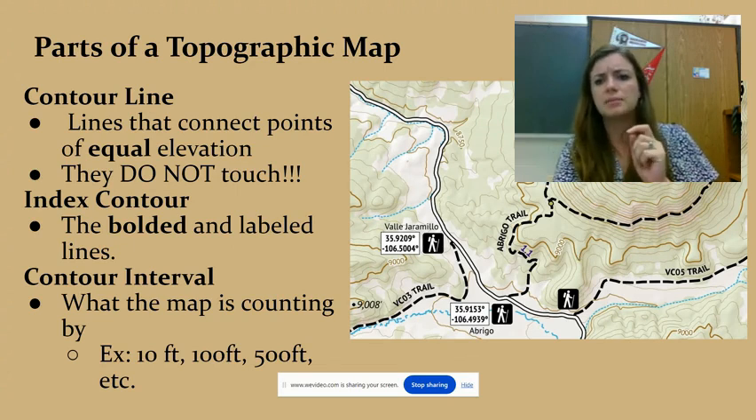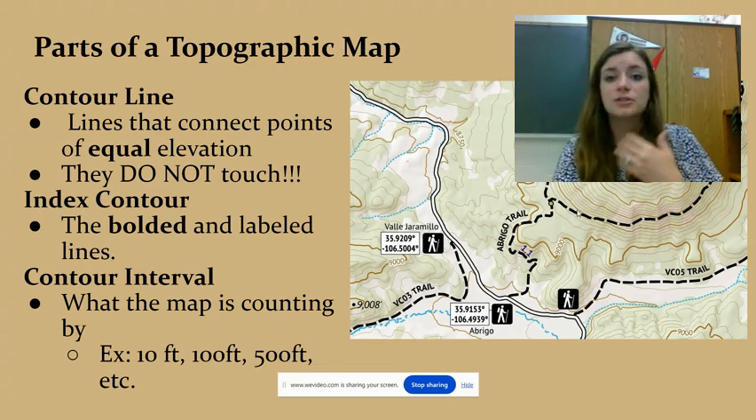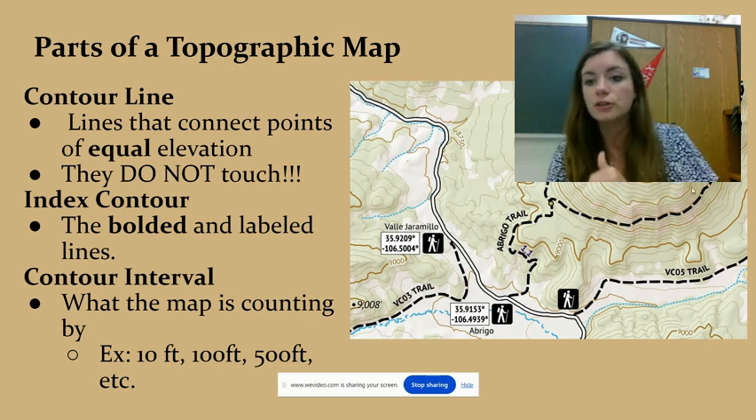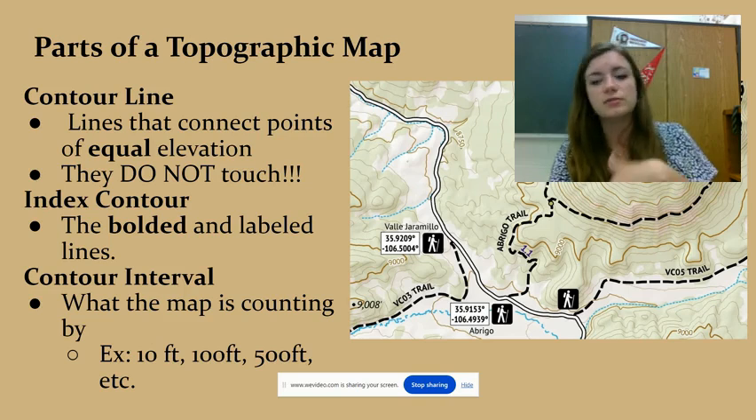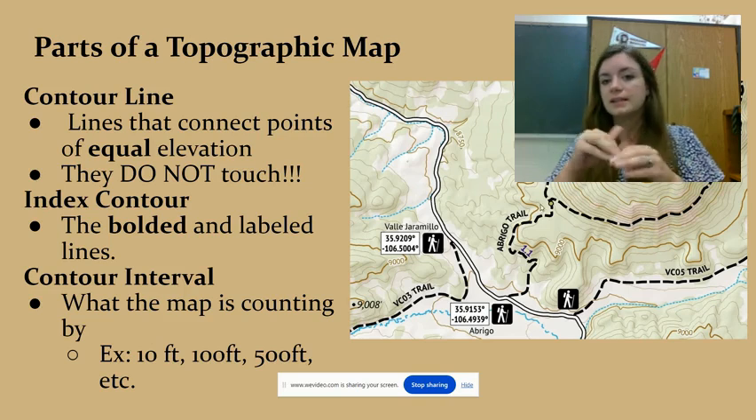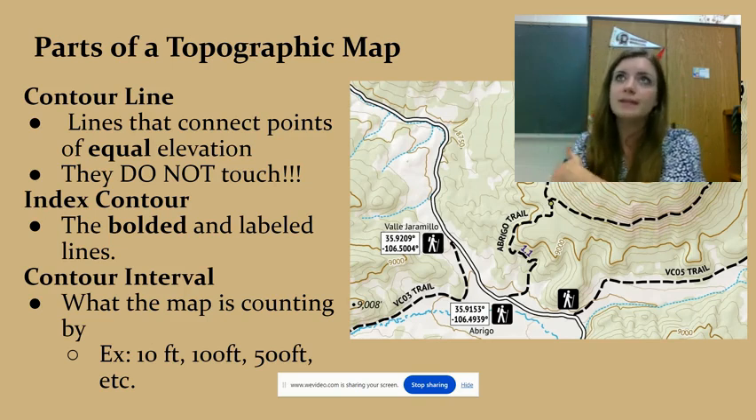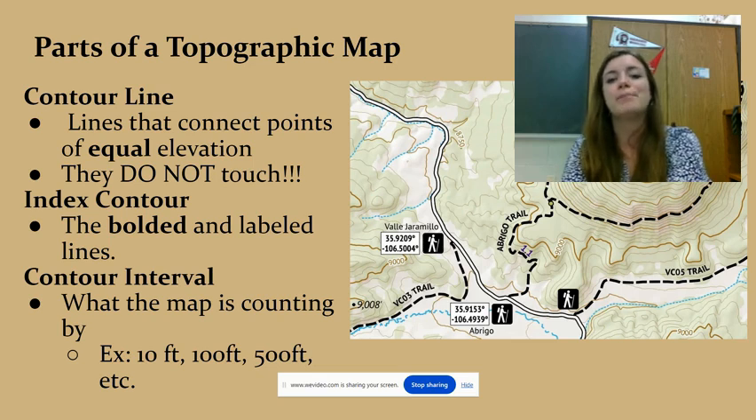And then a little bit later, we have 9,250, and then we have 9,500, and then 9,750, and so on. Those are our index contours, but there are a whole bunch of other lines between them. The reason why we don't label every single line is it would get messy.